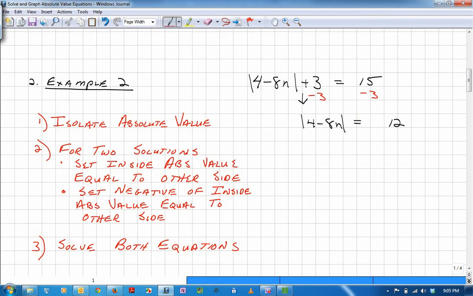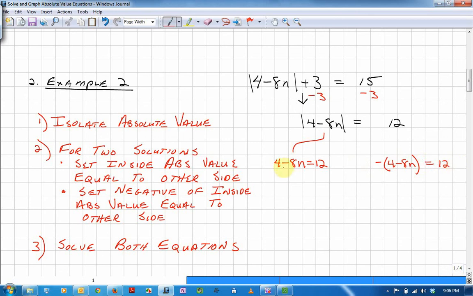Now, for one of the solutions, if whatever is inside, the 4 minus 8n, is positive, that's going to equal 12. So I can say 4 minus 8n is equal to 12. I also know if whatever is in the absolute value turns out to be negative, it will also be equal to 12. So the second part would be that the negative of 4 minus 8n would also be equal to 12. And let's solve both sides now.